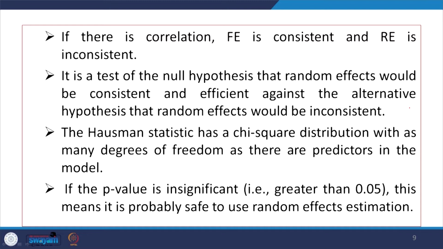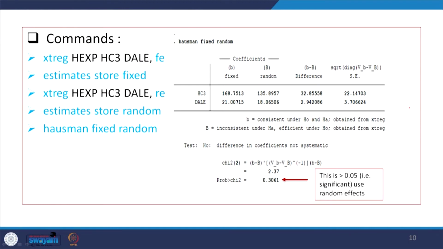If insignificant, that means if it is greater than 0.05 as per standard practice, this means it is probably safe to use the random effects model. The assumption is that the differences in coefficients are not systematic. So now it is not rejecting. Since the assumption is that it is not systematic, it might follow randomness in the relationship, and the covariance is going to be 0. Now, this is not rejecting.